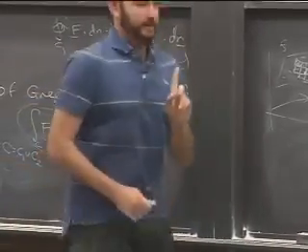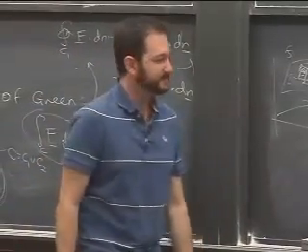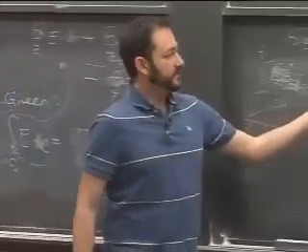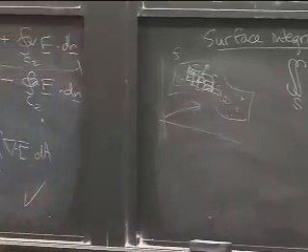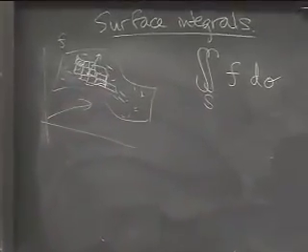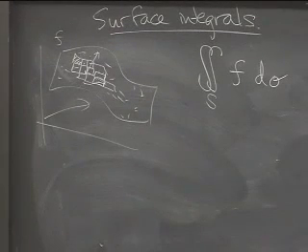Outward normal, up and down. Okay? So, again, this has an interpretation as a sum. What we are going to want to do is compute the thing. We need to be able to compute a surface integral.